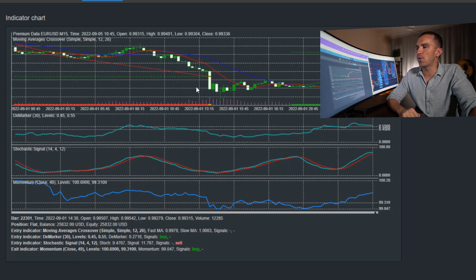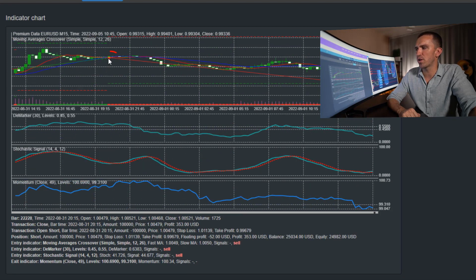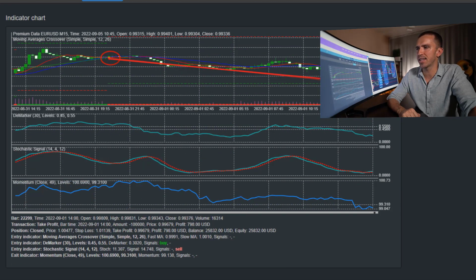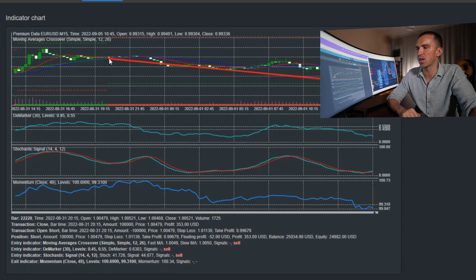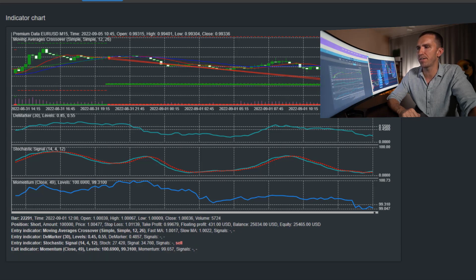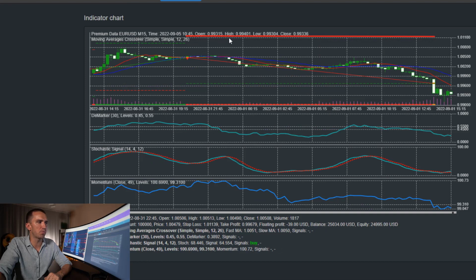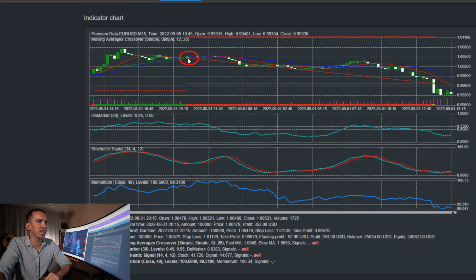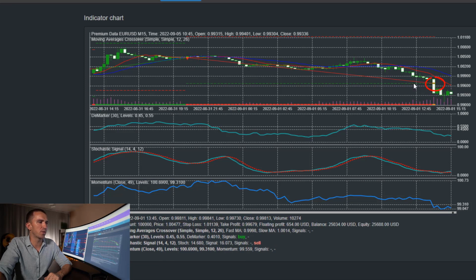Now let me go for another example. Here we have a short trade, a profitable one. Again, the take profit is reached. So here was the opening. You can see where the take profit is. Above is the stop loss right in here. And this is the trade. It opened in here and it closed in here with the take profit.